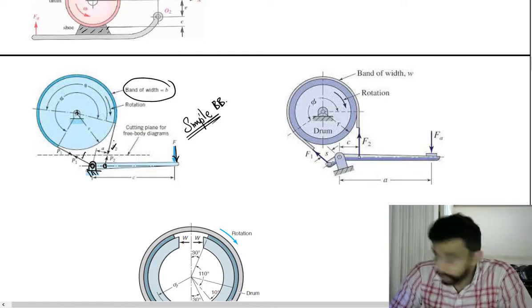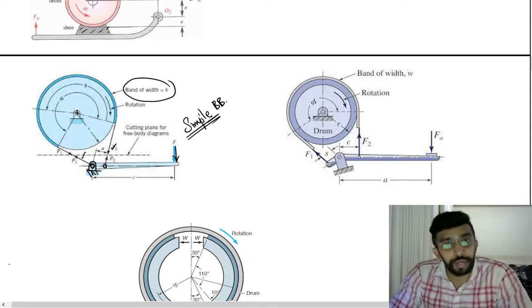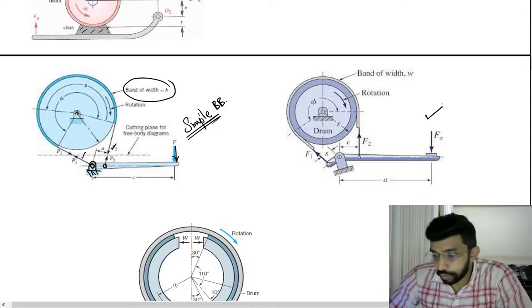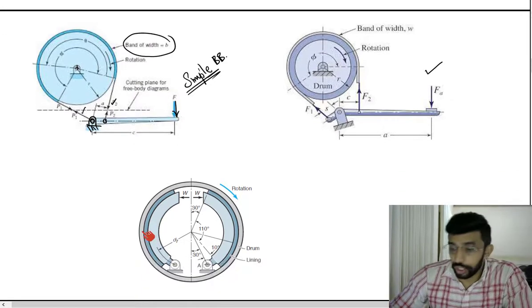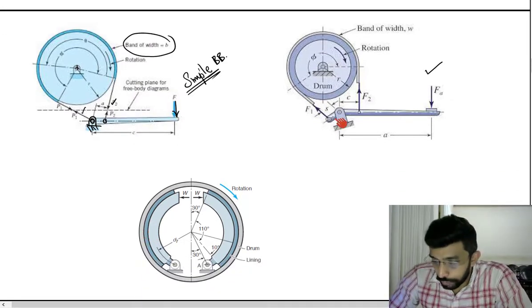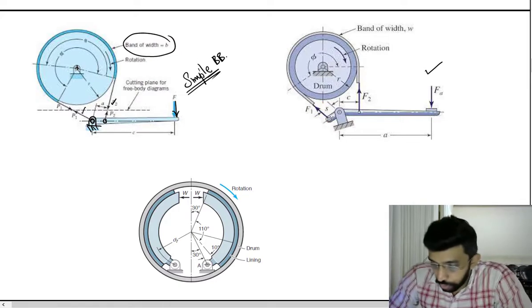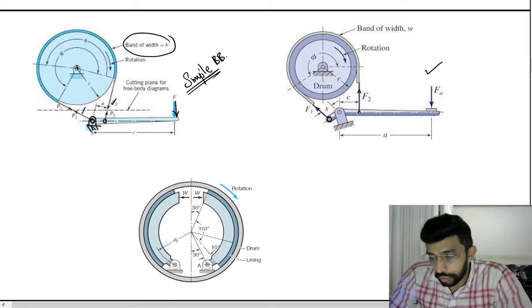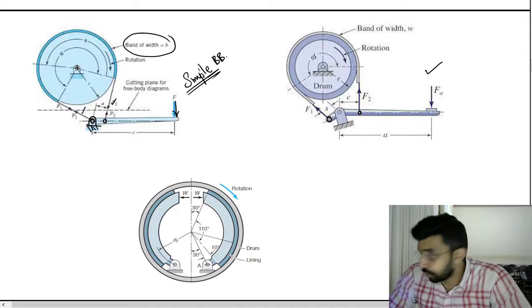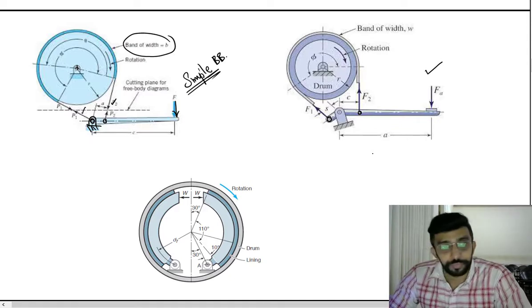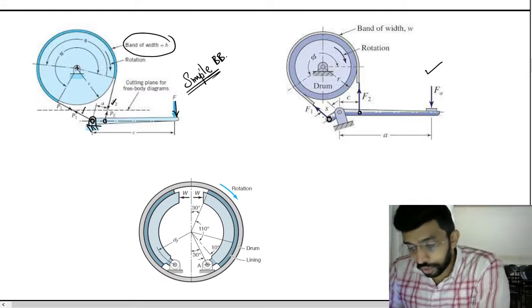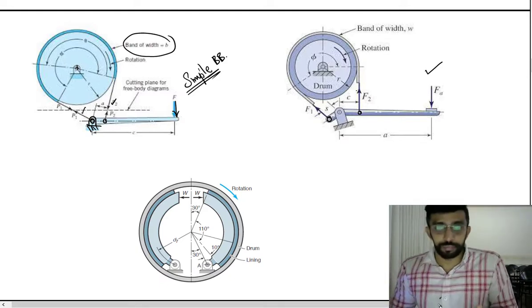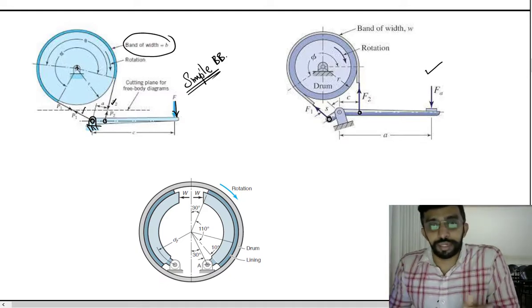If none of the ends are connected to the fulcrum, then the arrangement will be something like this. This is called the differential band brake. You can see one end is connected at one location, and the other end is also connected at a different location from the fulcrum. And that doesn't mean that this connection has to be on either side of the fulcrum. No, there is no such condition.